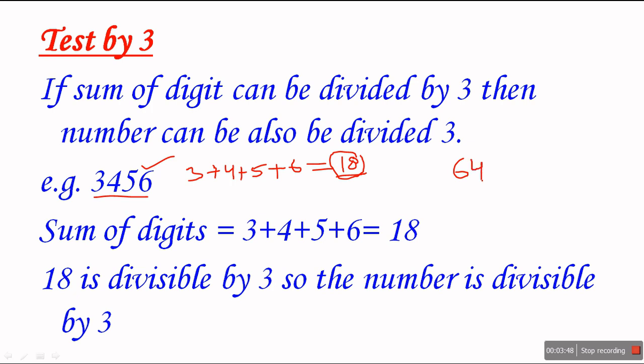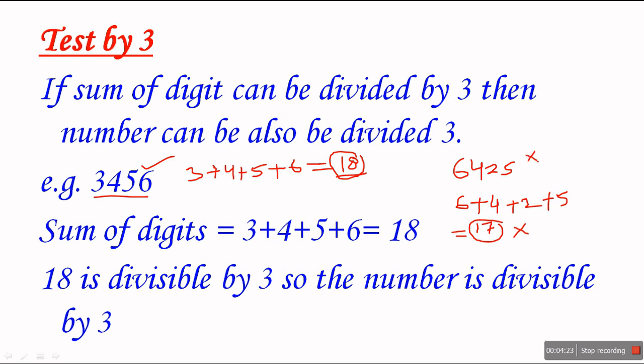6, 4, 2, 5. For example, this is the number. Let us add the digit. 6 plus 4 plus 2 plus 5. Okay, what is the sum? 6 and 4, 10, and 2, 12, and 5, 17. Okay, so 17 is not divisible by 3, so this number is also not divisible by 3.